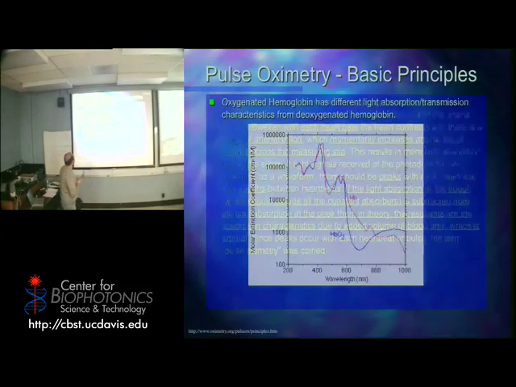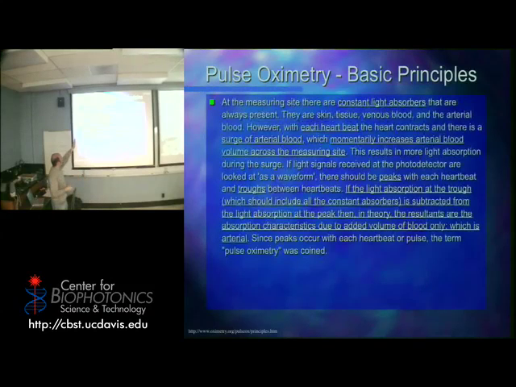So, some basic principles to think about. When you're measuring, you've got some constant light absorbers. Like let's think about the finger. There's always skin, there's always tissue, there's always venous blood, and there's always arterial blood. However, with each heartbeat, something changes. The heart contracts, and there is a surge of arterial blood, which momentarily increases arterial blood volume across the measuring site. That means that you get more light absorption during the surge. If the light signals received at the photodetector are looked at as a waveform, there should be peaks with each heartbeat and troughs between each heartbeat.